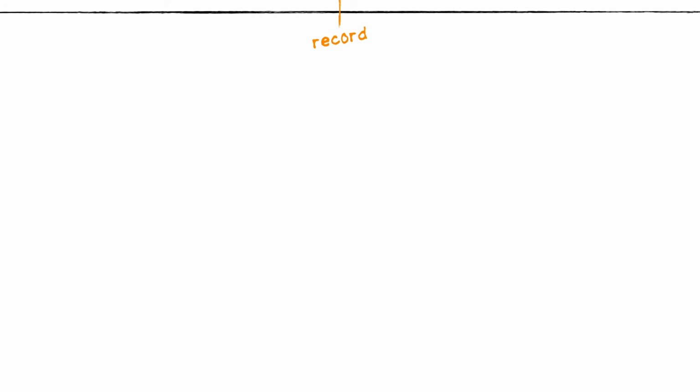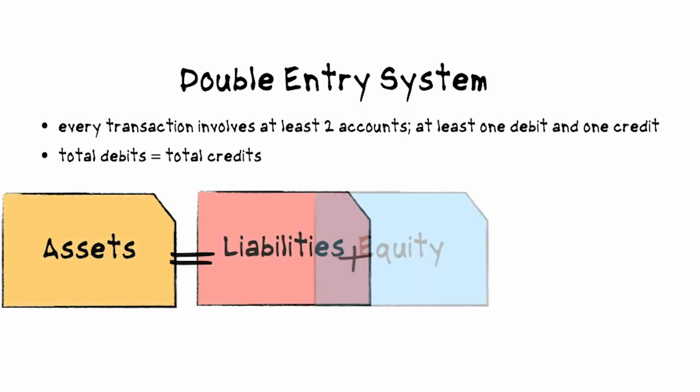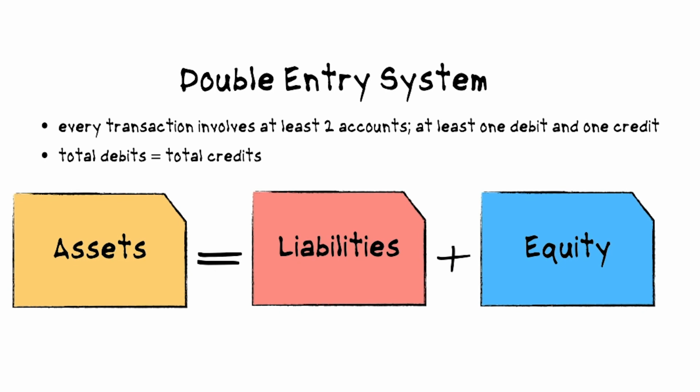In recording, accounting uses the double entry system. In this system, every transaction to be recorded will have to involve at least two accounts, with at least one debit and one credit. The total amount debited must equal the total amount credited, ensuring that the accounting equation will hold true at all times.